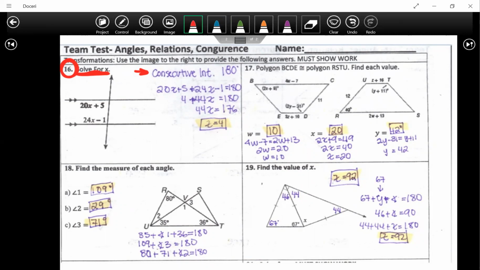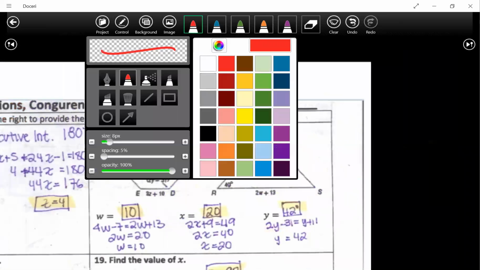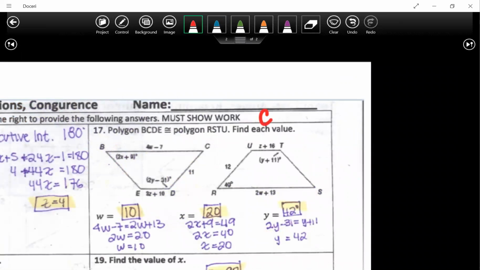Okay, I'm seeing you guys finishing up. Now, 17. 17 definitely involves CPCTC. It's not triangles, but it's parts. What I want you guys to see from here, as long as you're able to see that polygon BCDE and RSTU are congruent, you're going to be able to say some stuff about them.